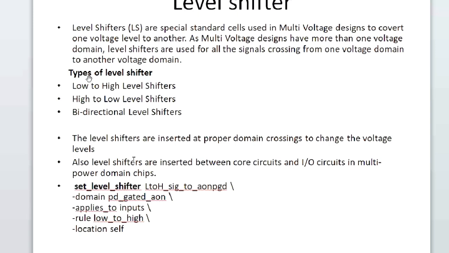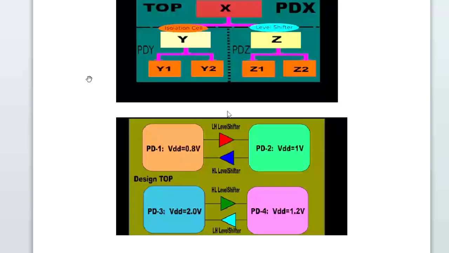Between the core regions, it is placed between the cells or at interface level. In this figure we can see power domain top, PDX, PDY and PDZ. These are the level shifters, placed in the periphery region, the boundary between the two power domains PDX and PDZ. Let's say PDX voltage is low and in the PDZ region we require higher voltage, so here we place a low to high level shifter.